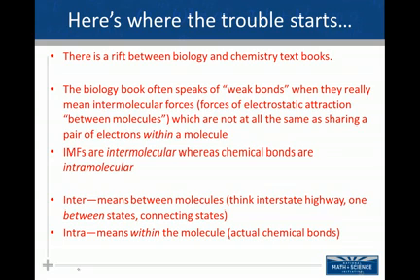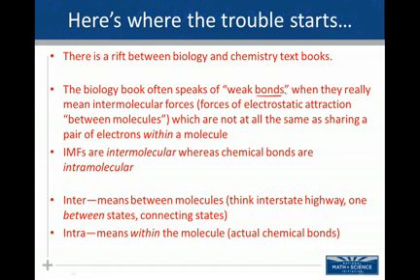You've got the chemistry people and you've got the biology people, and this is the biochemistry unit. So they have to come together on some things. But this is a rift. This thing I'm about to explain to you is a rift between the biology and the chemistry textbooks. The biology book speaks right at the beginning, in the first 50 pages, about weak bonds, when what they really mean to say are intermolecular forces.